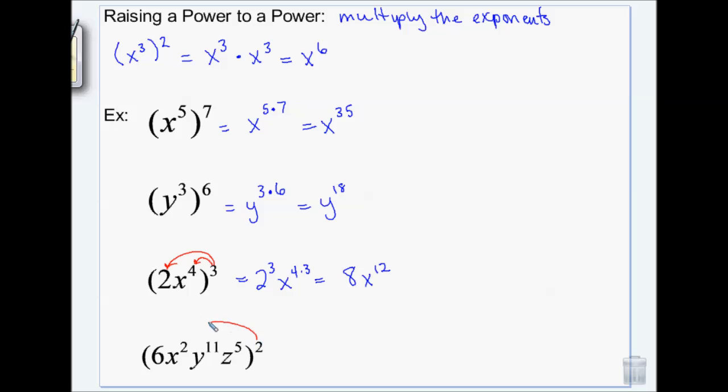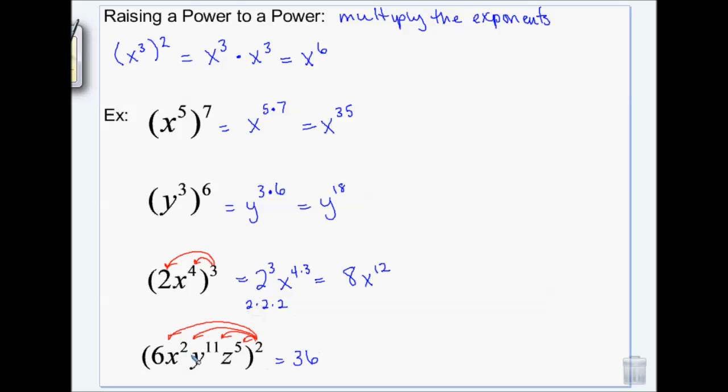And if I have a lot of things, I do the same thing to each. Every single thing inside has to be squared. So 6 squared is 36. On the 2x to the 4th times 3, how'd you get 8? 2 to the third is 2 times 2 times 2.